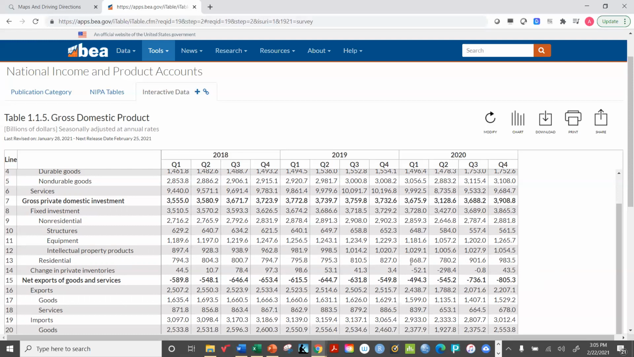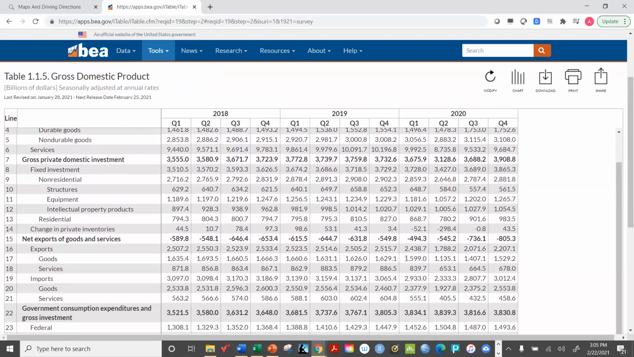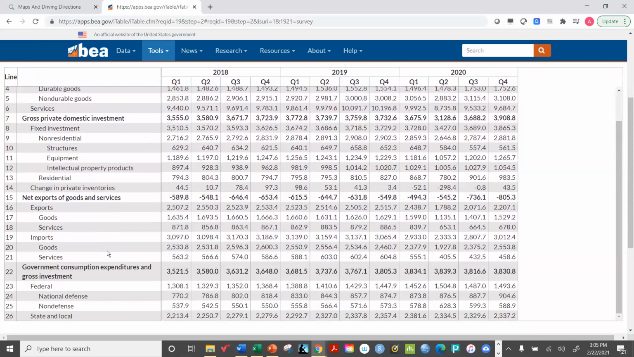And then finally, the component that we will spend most of our time looking at here is net exports. Of course, remember that means exports minus imports. And so here for the US, as usual, we have a deficit. It's been a long time since we had a surplus.